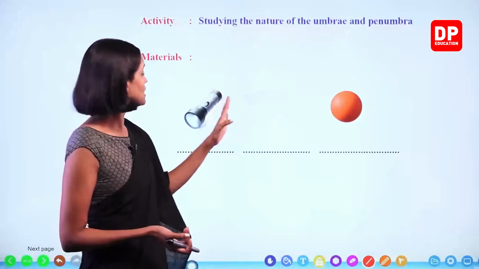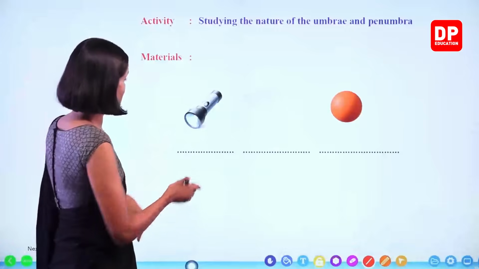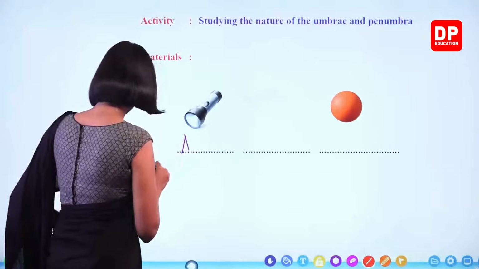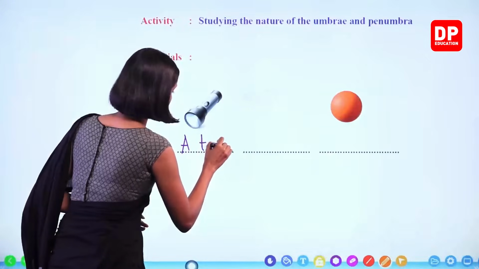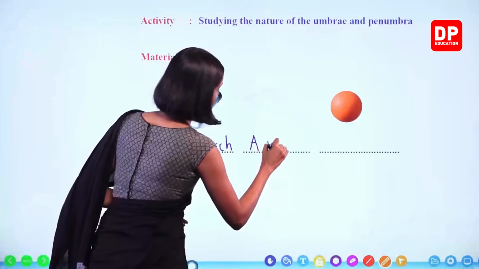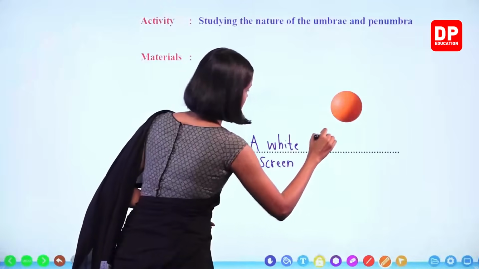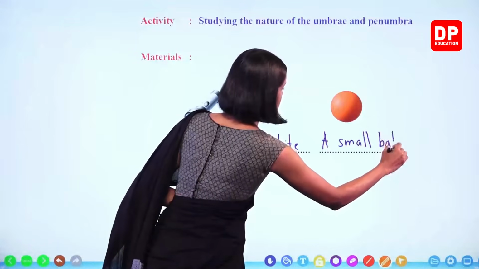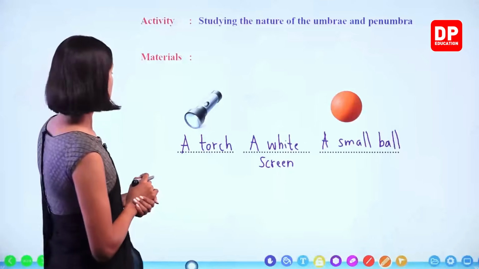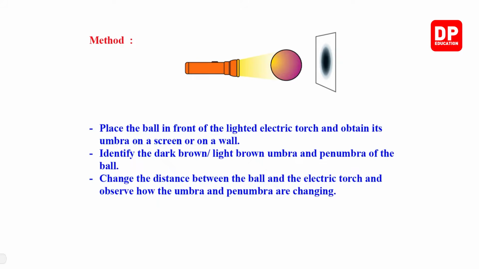So what are the things we need? We need a torch, a white color screen and a small object or a small ball like this. We'll write a torch, a white screen, a small ball. Right, children? A torch, a white screen, a small ball. You see how to do this one? The method. We'll label these things first.